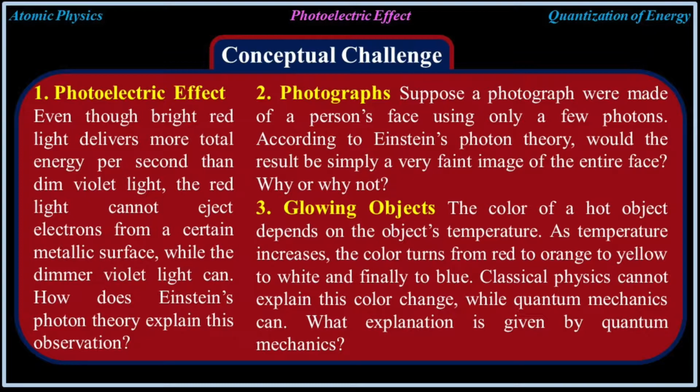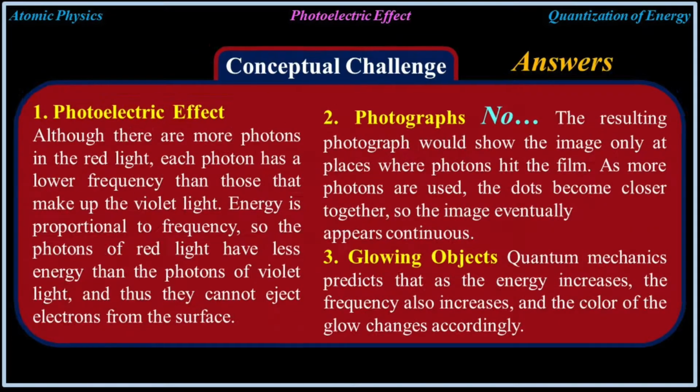Classical physics cannot explain this color change, while quantum mechanics can. What explanation is given by quantum mechanics? All right, the answer is the photoelectric effect. Although there are more photons in the red light, each photon has a lower frequency than those that make up the violet light. Energy is proportional to frequency. So the photons of red light have less energy than the photons of violet light, and thus they cannot eject electrons from the surface.